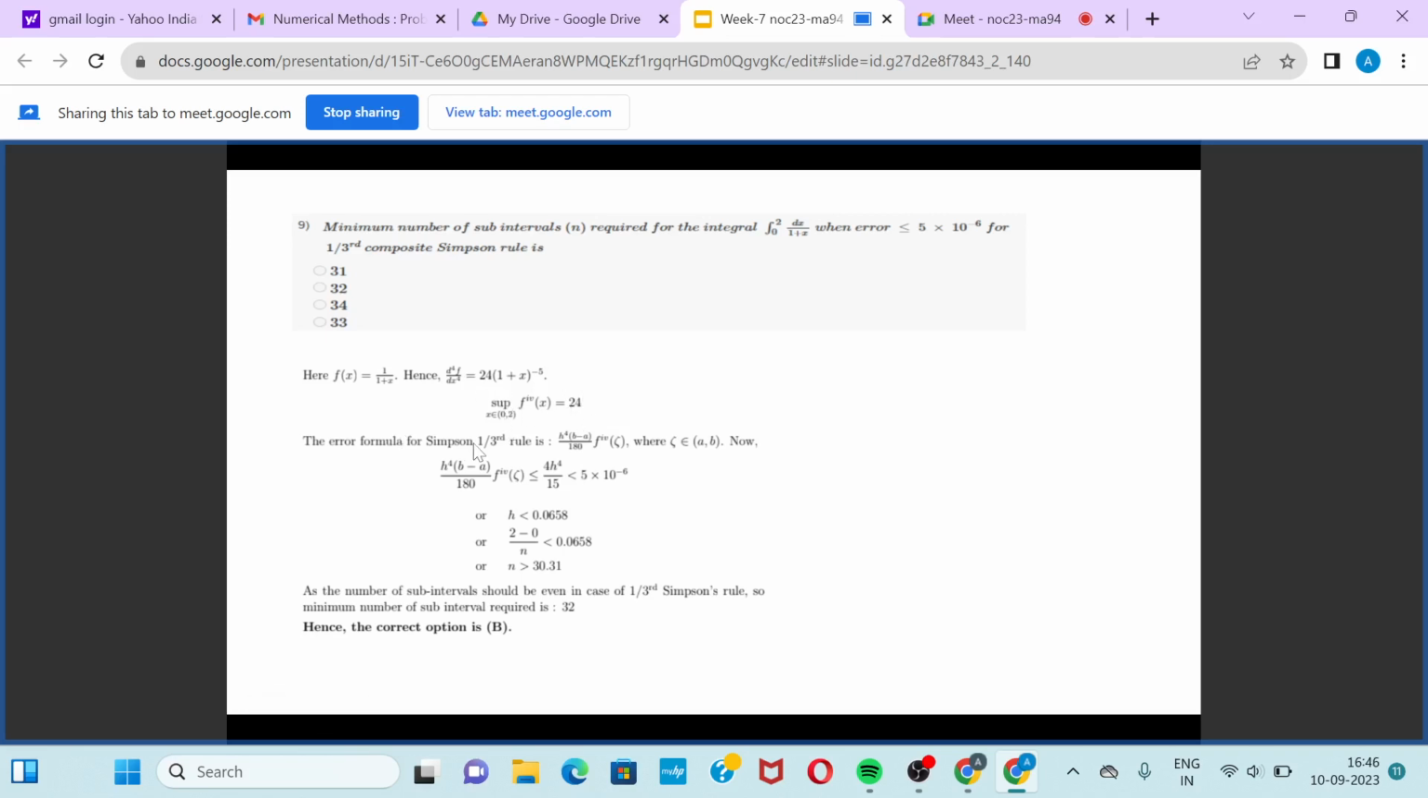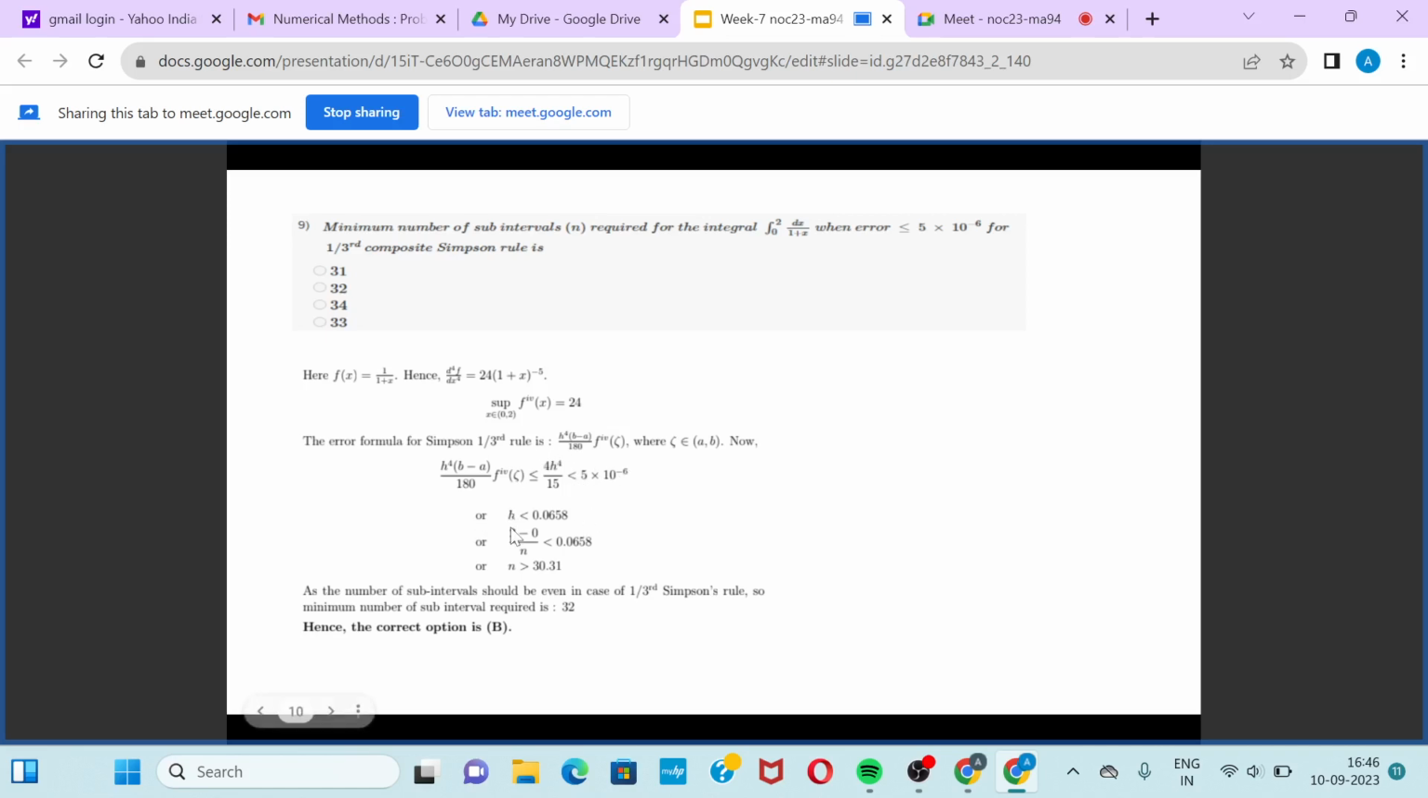We know Simpson's one-third rule's error formula. It is given by h to the power 4 times b minus a by 180 into the 4th derivative of f at zeta, where zeta belongs to a comma b. Now this will be less than or equal to b minus a, that is 2, then h power 4 by 180, and the fourth derivative is less than or equal to 24 since it is the supremum. Substituting all the values, you will get 4h power 4 upon 15, and we have to find this such that the error is less than 5 into 10 to the power minus 6.